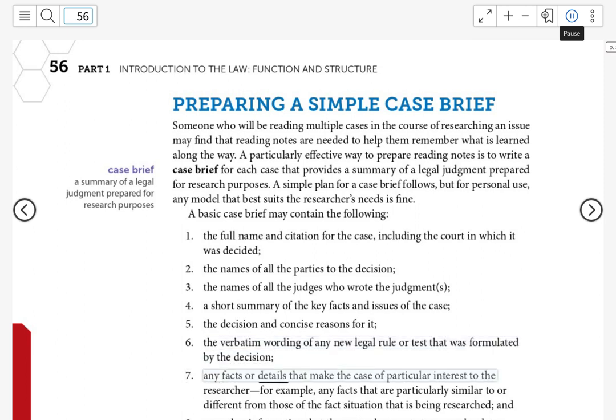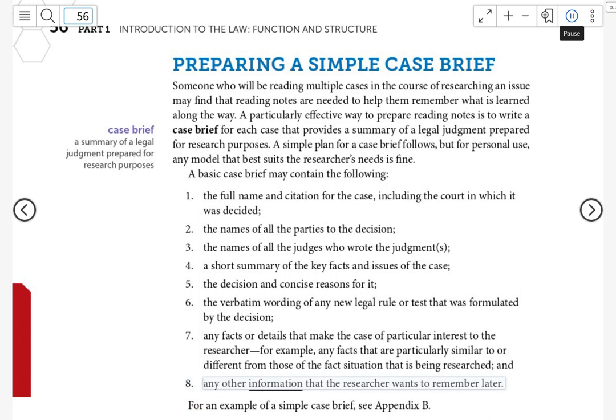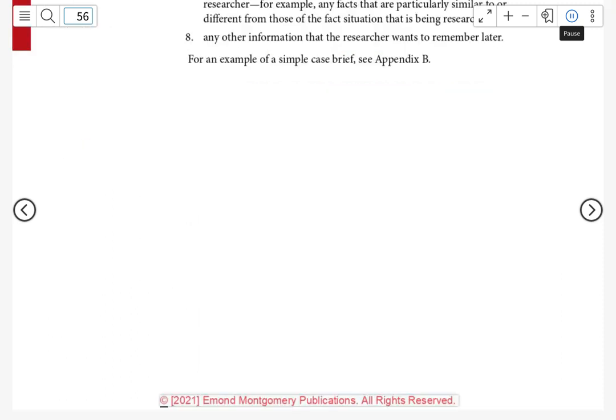7. Any facts or details that make the case of particular interest to the researcher, for example, any facts that are particularly similar to or different from those of the fact situation that is being researched. And 8. Any other information that the researcher wants to remember later. For an example of a simple case brief, see Appendix B. Case brief: a summary of a legal judgment prepared for research purposes.